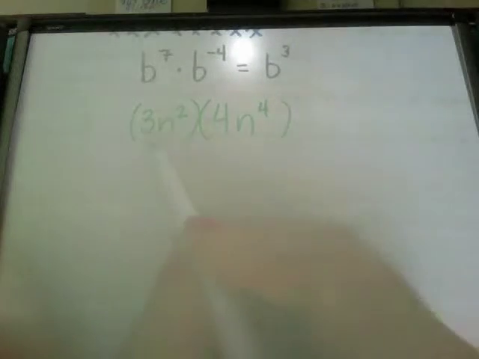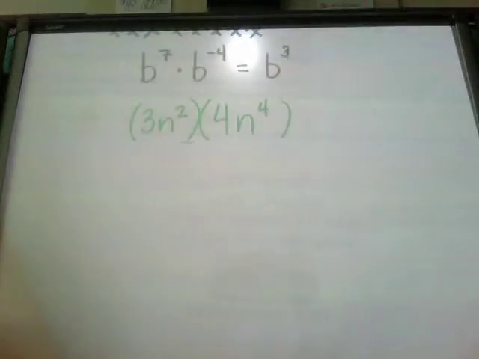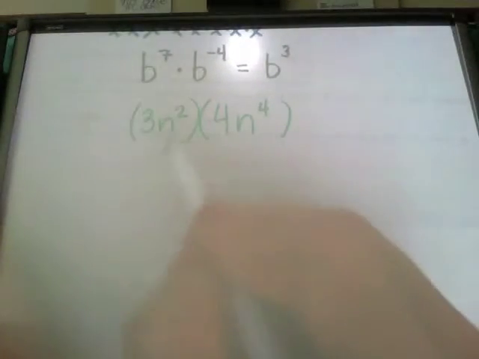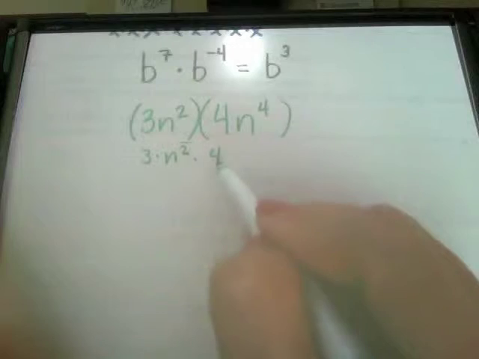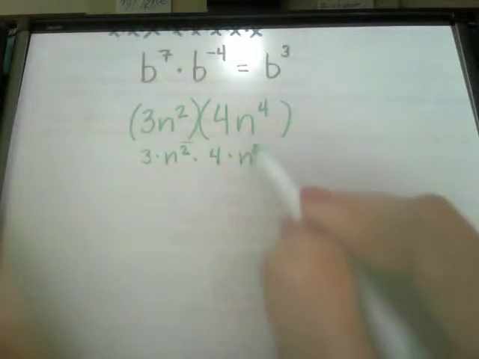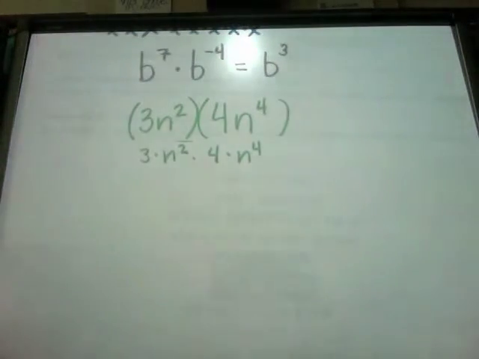It's all multiplying. Now again, you don't have to write this in your homework, but let me show you how we're going to do this. This is 3 times n squared times 4, which is times n to the 4th. All of those pieces are being multiplied.